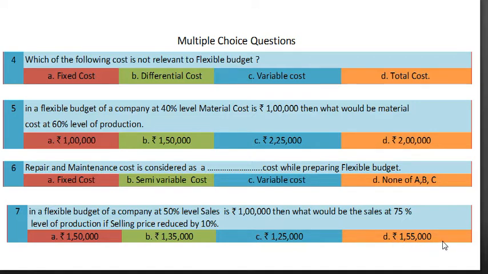Here first we will work out sales proportionately, that is at 50% level it is 1 lakh, so at 75% level it would be question mark. So that amounts to 1 lakh 50,000. 50% is equal to 1 lakh, so 75% is equal to 1 lakh 50,000 minus 10% reduction in selling price. So 1 lakh 50,000 minus 10% amounts to rupees 1 lakh 35,000. So option B is the correct answer.